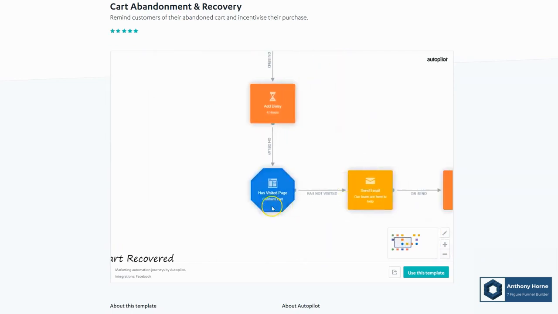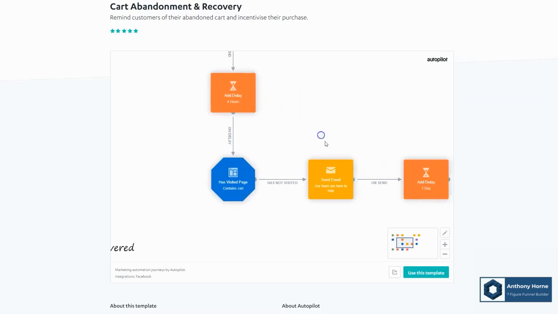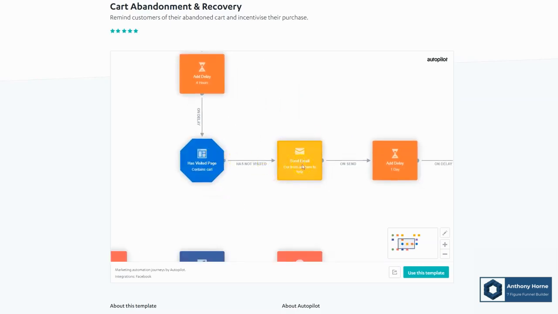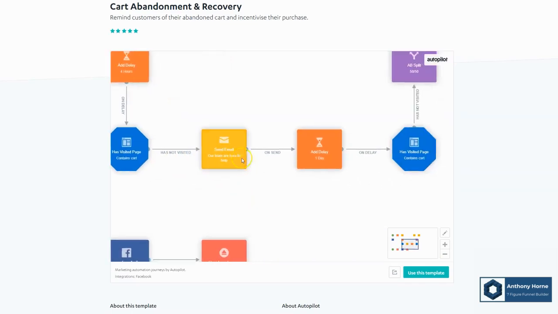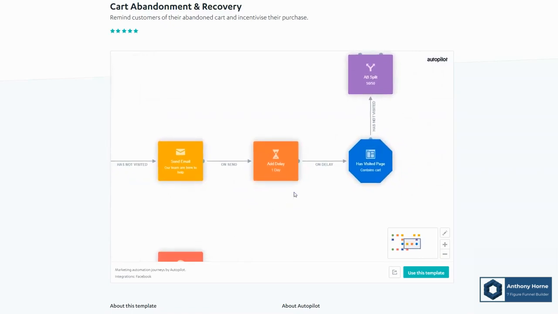And then there's an if here, a condition. Okay, if they visited the cart again, and if they have not visited, then you're sending another email here, saying our team are here to help. So basically just continuing to reach out to them and see if they need anything else, see if you can sort of nudge them towards making that purchase.